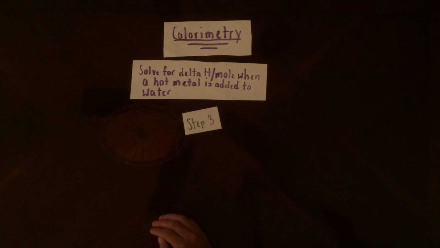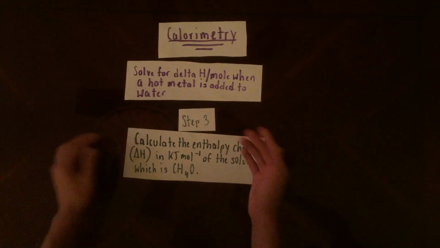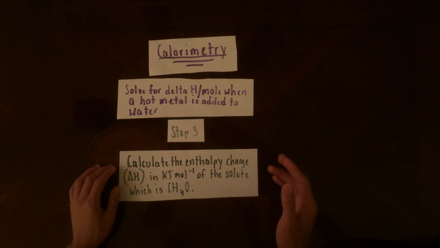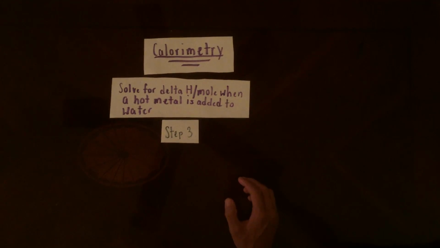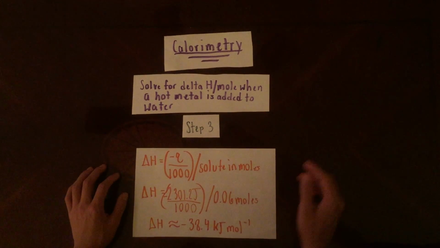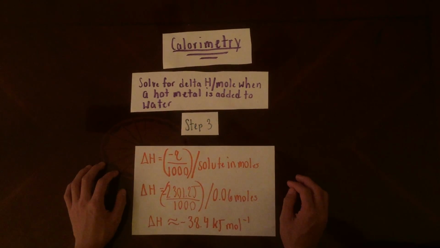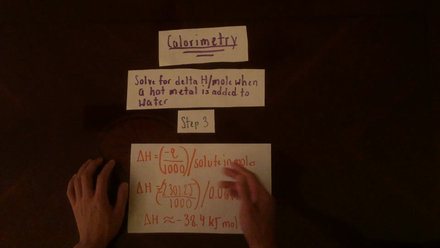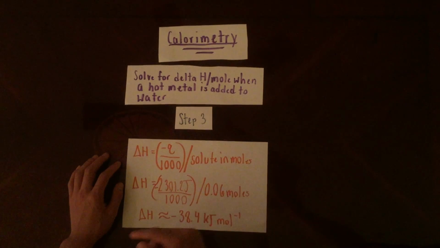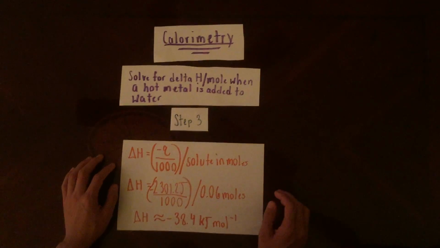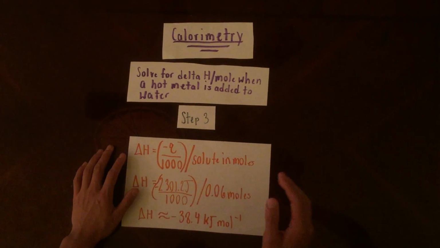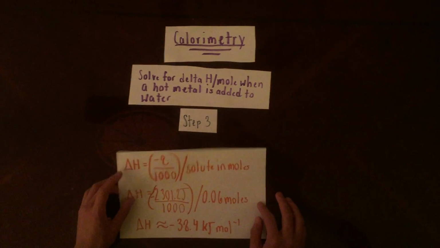Step 3, you calculate the enthalpy change, also known as delta H, in kilojoules per mole (kJ mol^-1) of the solute, which is CH4O. The equation for this is delta H equals negative Q over 1000, divided by solute in moles. You divide by 1000 because you're trying to convert into kilojoules. So delta H equals negative 2301.2 joules divided by 1000, divided by 0.06 moles, and you end up getting delta H is approximately negative 38.4 kilojoules per mole.